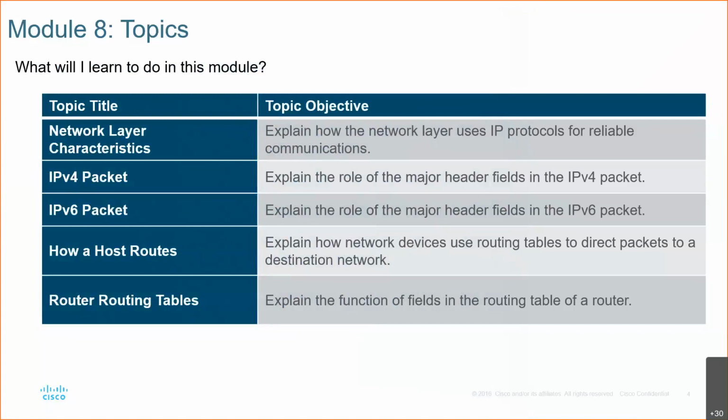So what we're going to study today is look at some of the characteristics of the network layer, what protocols they use for reliable communications. Look at the IP version 4 packet, IP version 6 packet. What are the different header fields of these packets? How does a device route? How do network devices use their routing tables to direct packets to a destination network?